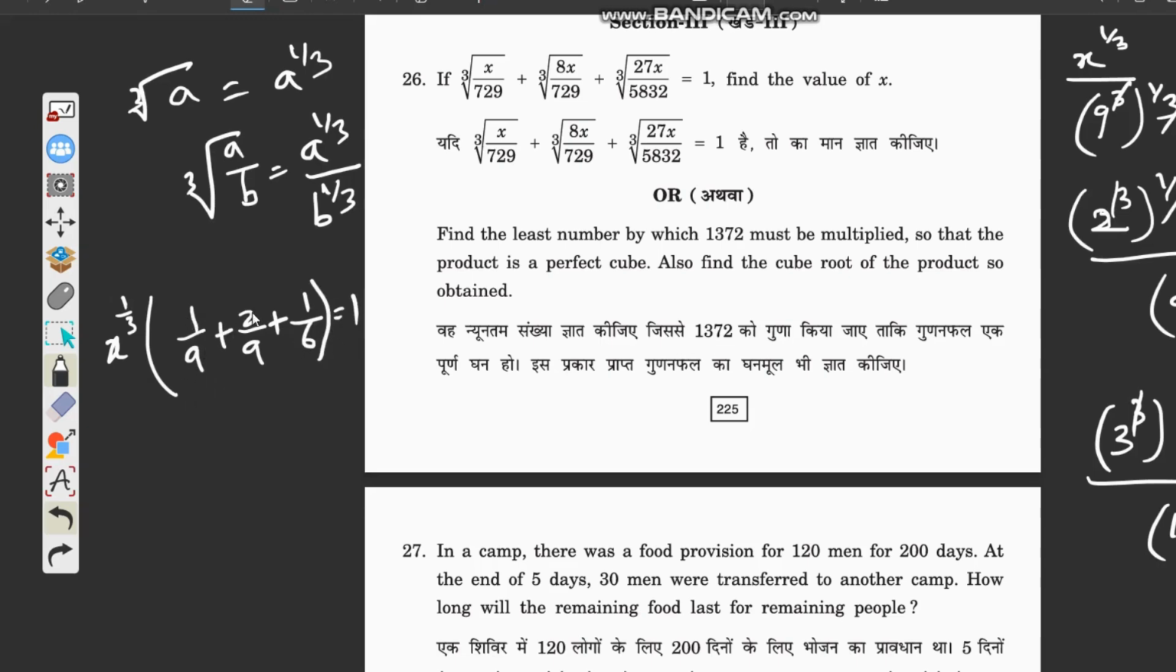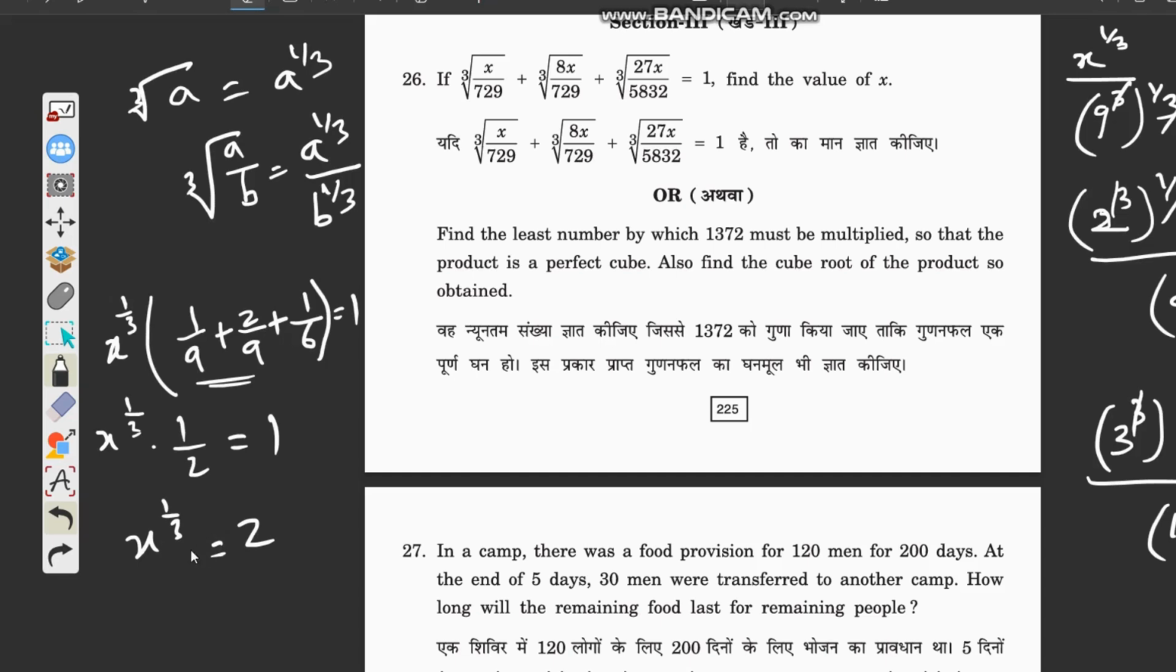Here 1 by 9 plus 2 by 9, these two are like fractions. So 2 plus 1, 3 by 9, plus 1 by 6. 3 by 9 means 3 ones are 3, 3 threes are 9, so 1 by 3. 1 by 3 plus 1 by 6 means 6 plus 3, 9 by 18. 9 by 18 means 9 ones are 9, 9 twos are 18, so 1 by 2. So here x power 1 by 3 into 1 by 2 equal to 1. x power 1 by 3 equal to 2.